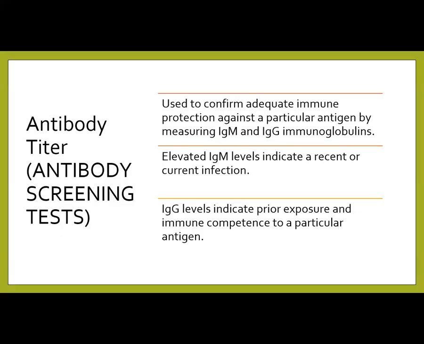The antibody titer or antibody screening test is used to confirm adequate immune protection against a particular antigen by measuring IgM and IgG immunoglobulins. Remember, we're trying to see the first exposure as opposed to the second exposure. Elevated immunoglobulin M levels indicate a recent or current infection. That makes sense because those are the antibodies we see first. Immunoglobulin G levels indicate prior exposure and immune competence to a particular antigen. So these Gs are seeing the second time it's exposed.